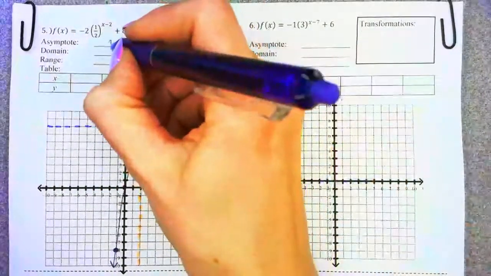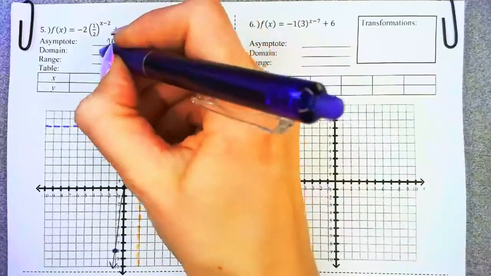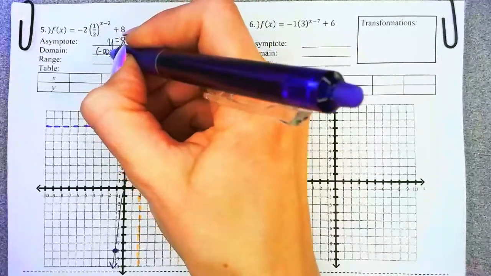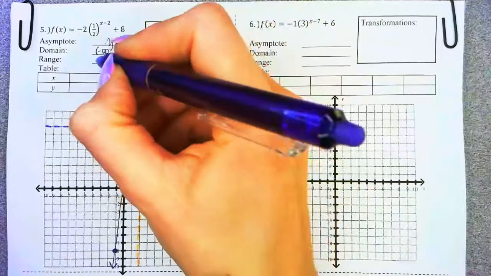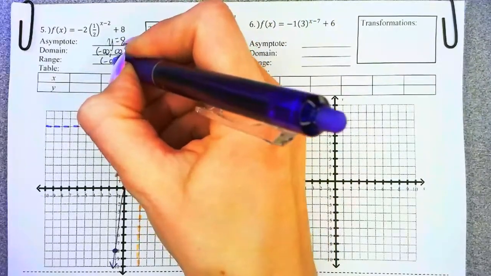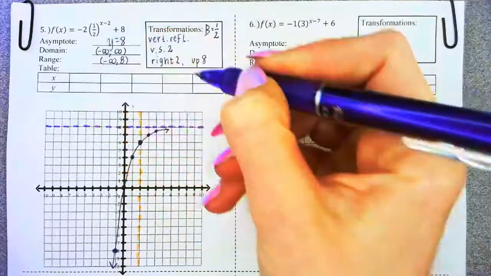The domain is again negative infinity to infinity. The range is from negative infinity until 8, where 8 is not included. The horizontal asymptote is at y equals 8.